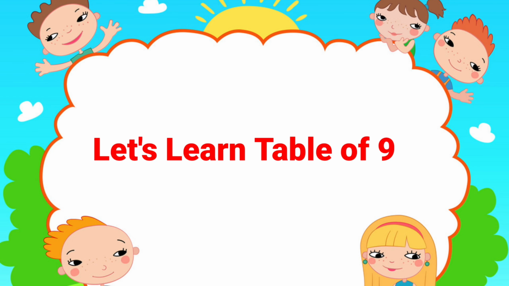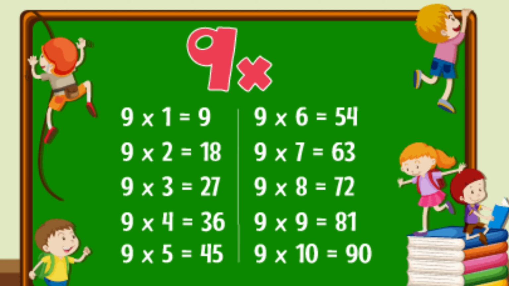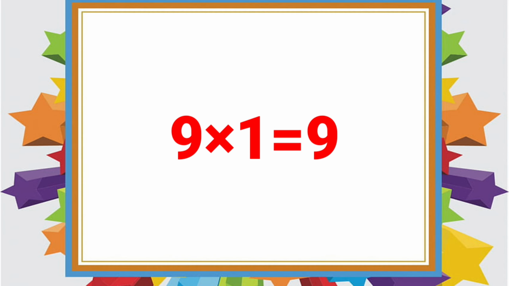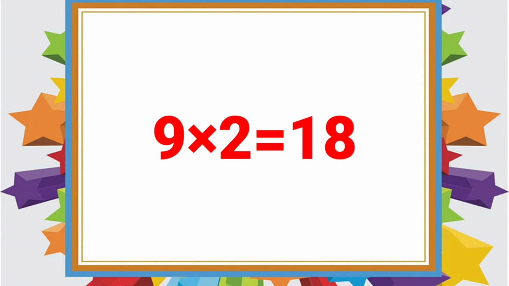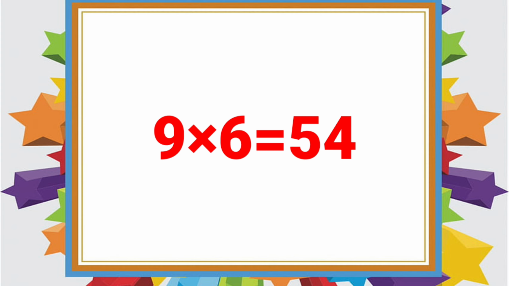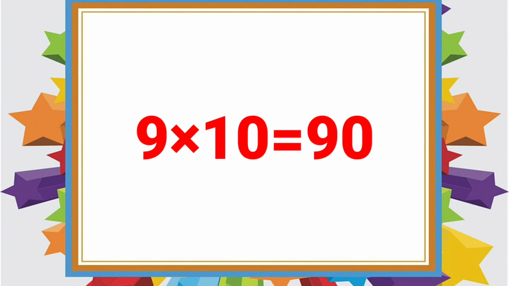Let's learn table of 9. 9 ones are 9. 9 twos are 18. 9 threes are 27. 9 fours are 36. 9 fives are 45. 9 sixes are 54. 9 sevens are 63. 9 eights are 72. 9 nines are 81. 9 tens are 90.